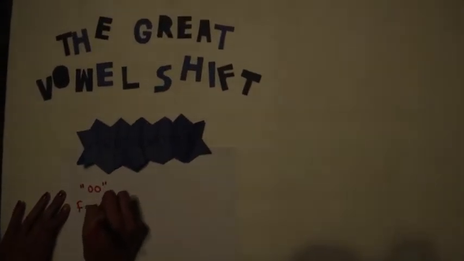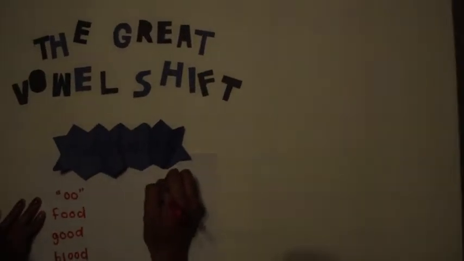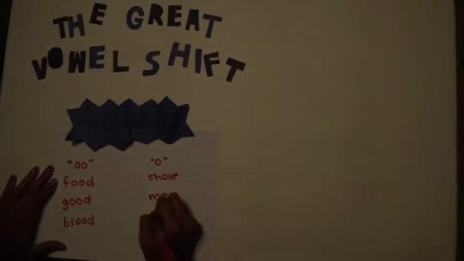The shift did not come without irregularities. This is easily seen in words with oo and the double o, like food, blood, good, or etc., or words with the long o sound, like move or shove.